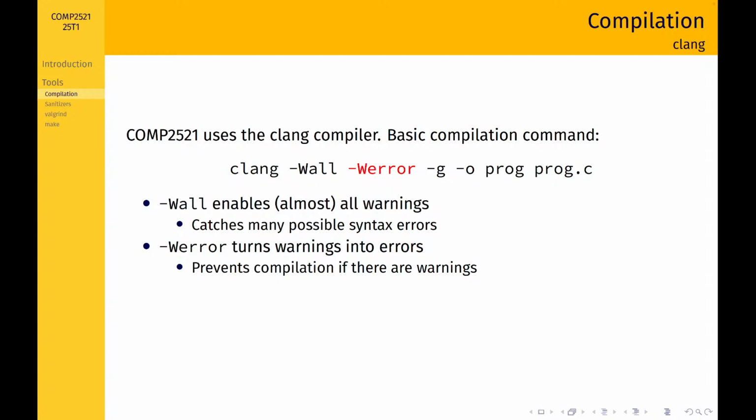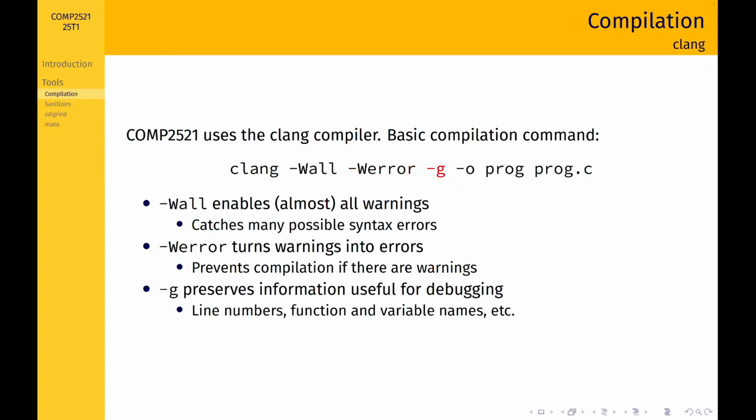Okay, we've also got -g. What -g does is it preserves information for debugging, and it also allows the program to produce nicer error messages. When the program spits out an error message, it'll tell you what function the program was in when the error happened, what line number it was in, and so on. Okay, cool.